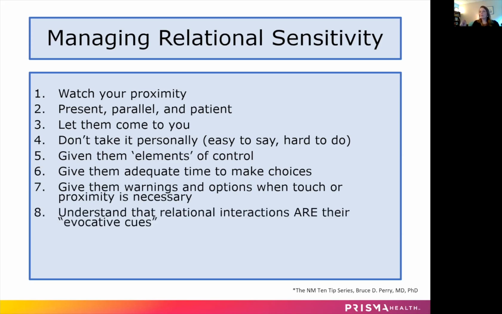This is my favorite, number 8. So understanding relational interactions are their evocative cues. What does that mean? So if you think about someone who is a veteran who has returned from a combat zone, you can easily understand that the sound of gunfire would be triggering for them, would be an evocative cue. So I wouldn't start therapy by firing off a gun in my office, right? I would not expect to make much progress with that.